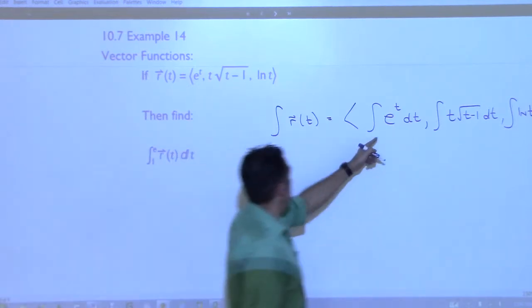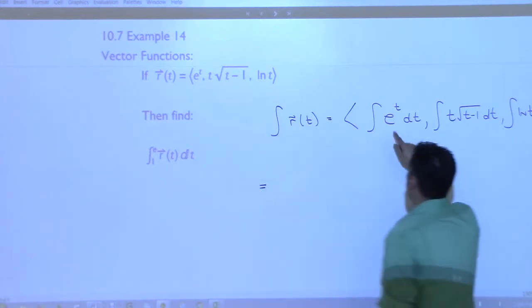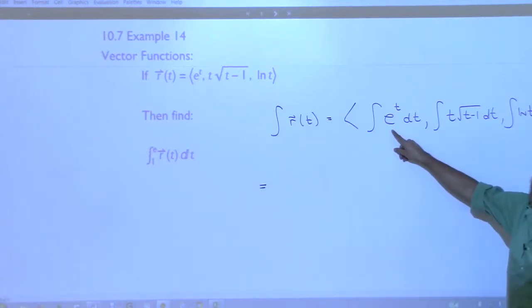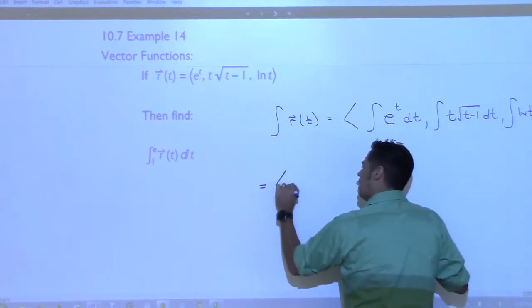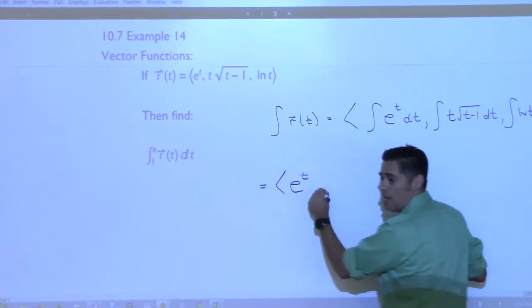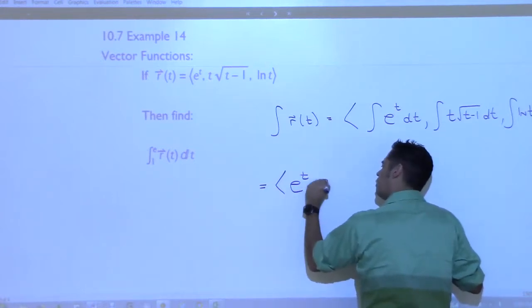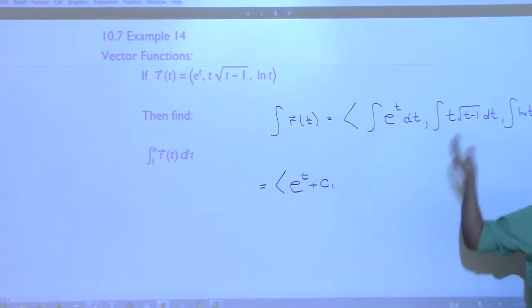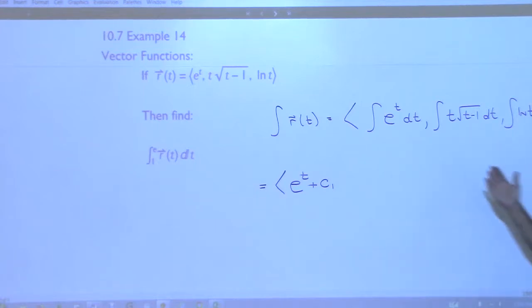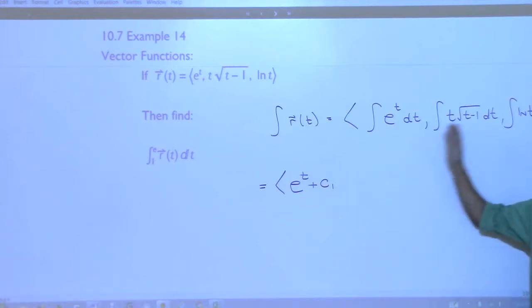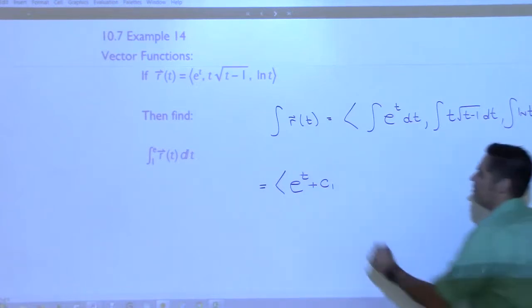So the first one's pretty easy, right? The antiderivative of e to the t will be itself. So we've got e to the t plus a constant. I'm going to say plus c1, and the reason I'm using c1 is because I'm going to have 3 constants. So I either need to use C1, C2, C3, or maybe you want to do plus C here, plus D here, plus E. I wouldn't use E. E is a number, right? So you start to run out of letters at some point. So I'm just going to go C1, all right? That was easy, right? That antiderivative. What about the next one?